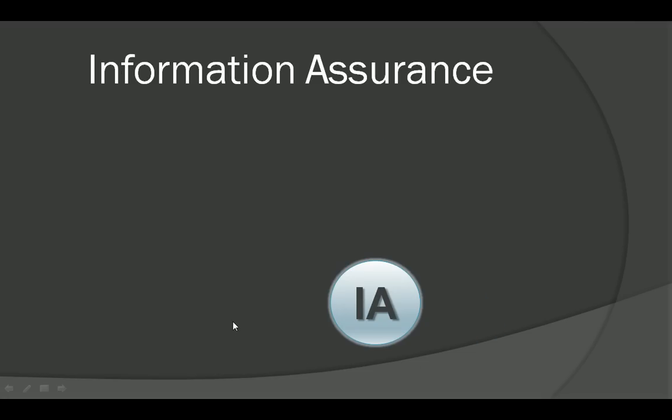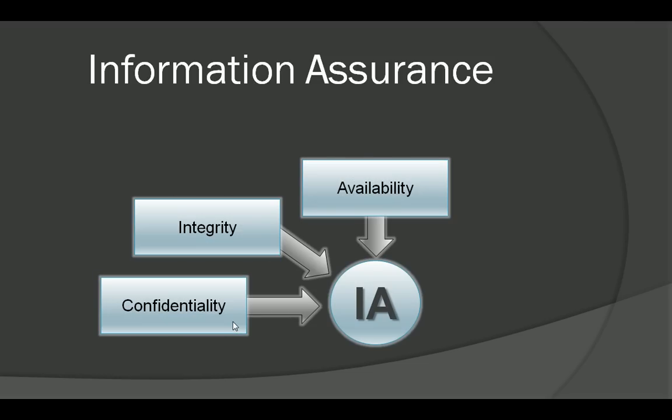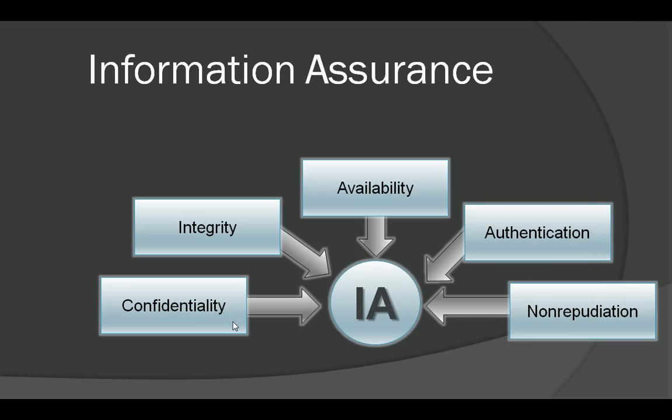In our textbook, they talk about 5 components of information assurance. So we already talked about the CIA: confidentiality, integrity, and availability. But in addition to that, our book also talks about authentication and non-repudiation. Authentication is identifying who someone is and what they're allowed to access. And non-repudiation is the idea that no one can ever say, I didn't send that file. I guess that's a simple way to explain it.